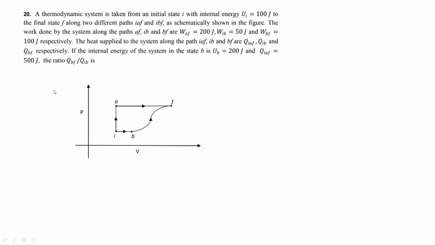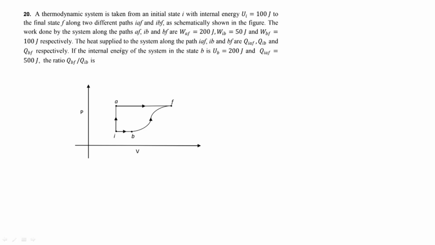Now, this is again a question from JEE Advanced, and it's quite an interesting question, and this is an integer type question. That is, the answer will be an integer. A thermodynamic system is taken from an initial state I with internal energy Ui equal to 100 joule to the final state F along two different paths, that is path IAF and IBF, as schematically shown in the figure. The work done by the system along the paths AF, IB and BF are WAF equal to 200 joule, WIB equal to 50 joule, WBF equal to 100 joule respectively.